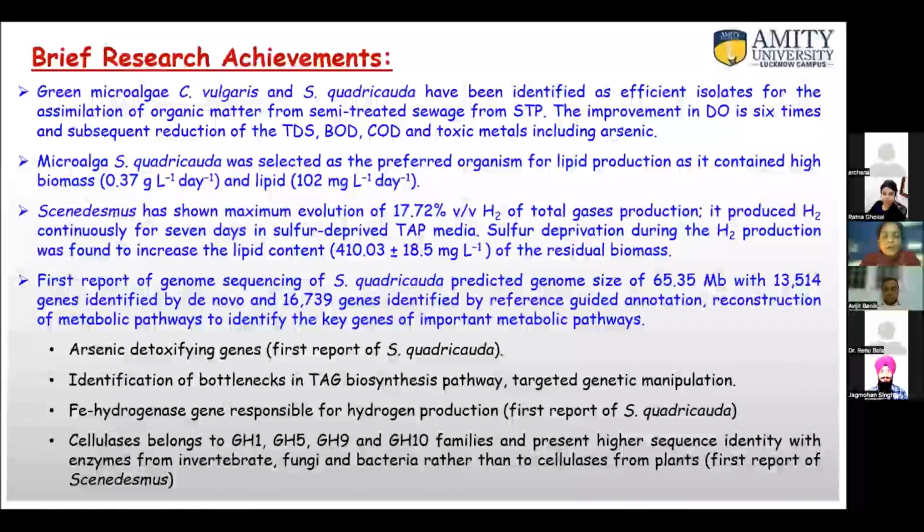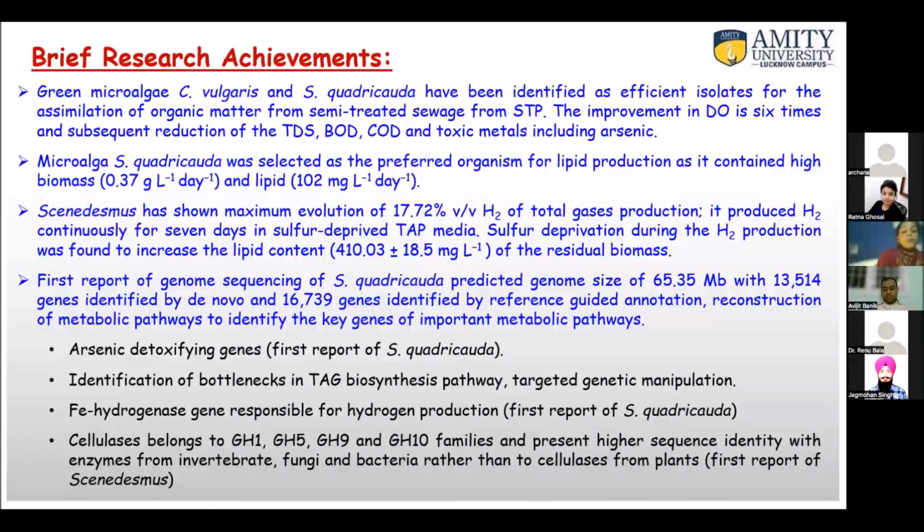So we have identified arsenic detoxifying genes. We have identified the bottlenecks in the TAG biosynthesis pathway, that is the lipid biosynthesis pathway, and we started targeted genetic manipulation for this pathway. We also identified the Fe hydrogenase gene responsible for hydrogen production, which is also the first report for this alga. And cellulases belonging to the GH1, GH5, GH9 and GH10 families were identified, with higher sequence identity to enzymes from invertebrates, fungi, and bacteria rather than cellulase from higher plants.